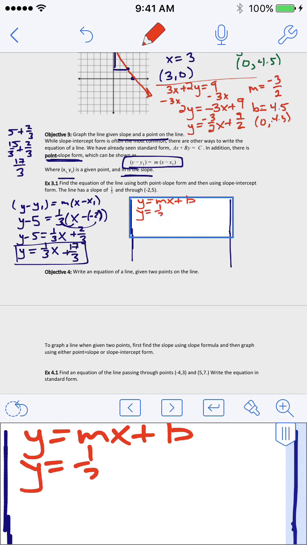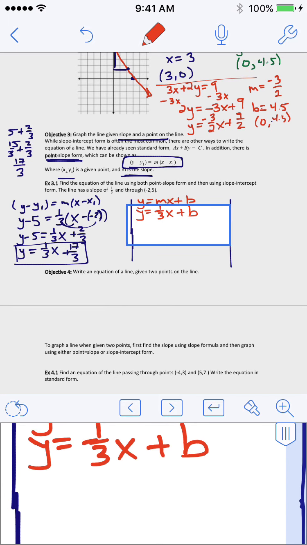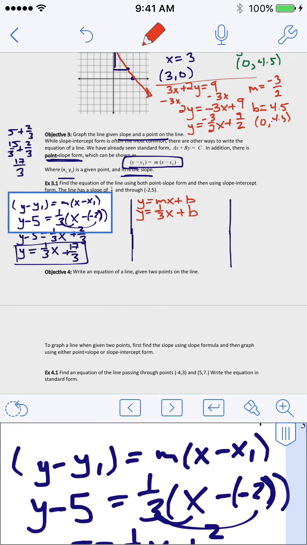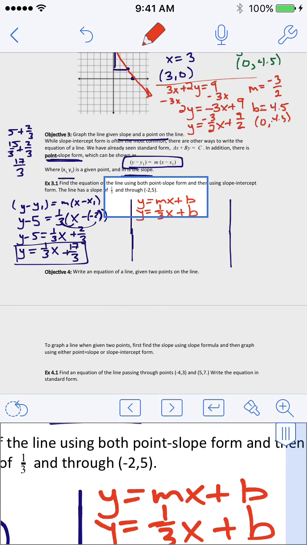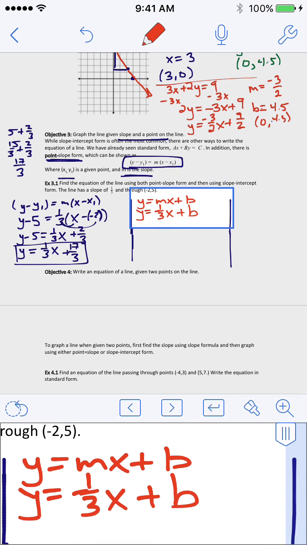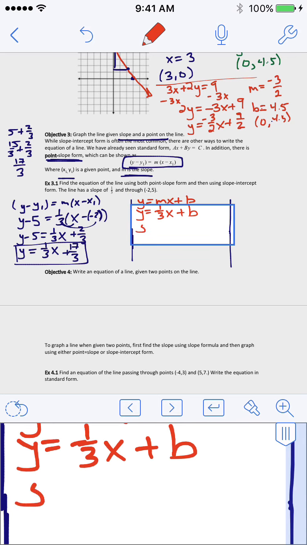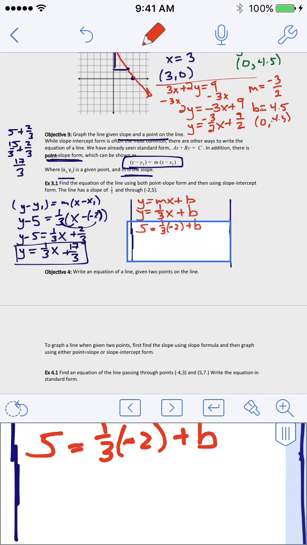y equals 1/3 x plus b, right? Now let's plug in that point, but we're not going to plug it into b. We're not going to plug it in like we did in our point slope form. We're going to plug it in as a point. So our x comma y are going to become the x and the y here. So 5 is equal to 1/3 times -2 plus b. Solve that out, you get 5 is equal to -2/3 plus b.